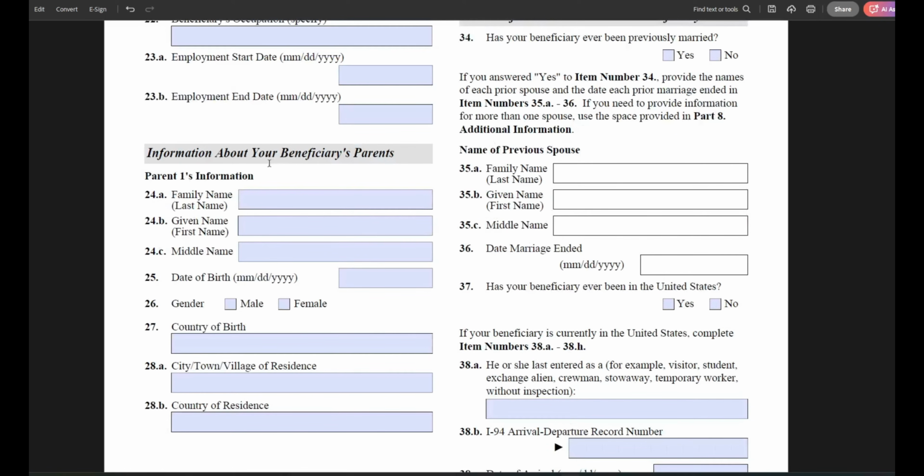Moving on, provide the information about the beneficiary's parents. Once again, this is asking about biological parents. And what a coincidence that our parents' first names are the same.